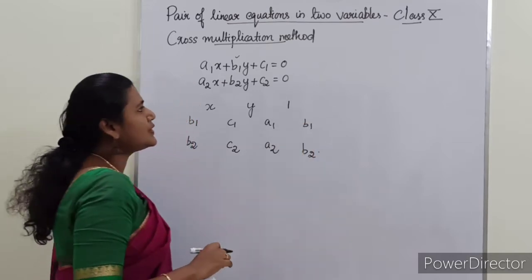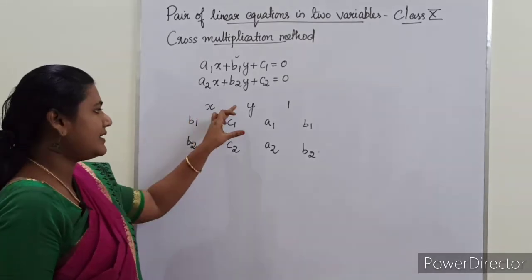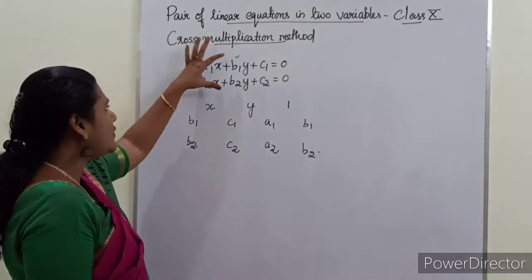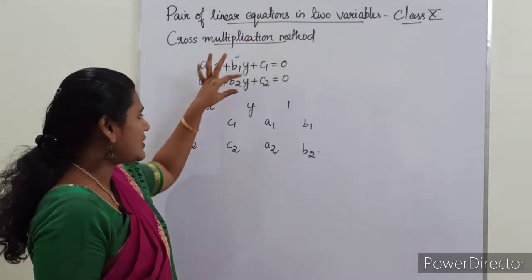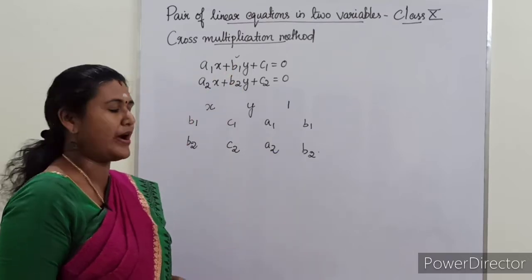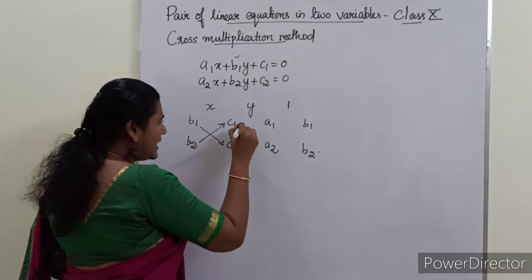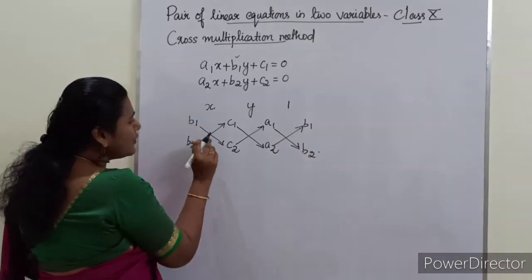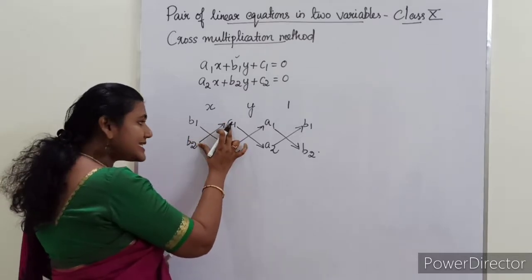So if you are given a pair of linear equations, this is the first step: you have to write the variables x, y and 1. For all the questions you have to do it like this. Then start with the coefficient of y, that is b1, b2, then the constant term, then the coefficient of x, then finally again the coefficient of y. Then between these numbers we have to draw arrow marks. Why are we drawing these arrows? These arrows indicate we have to multiply these two numbers and these two numbers, and this is the second product.